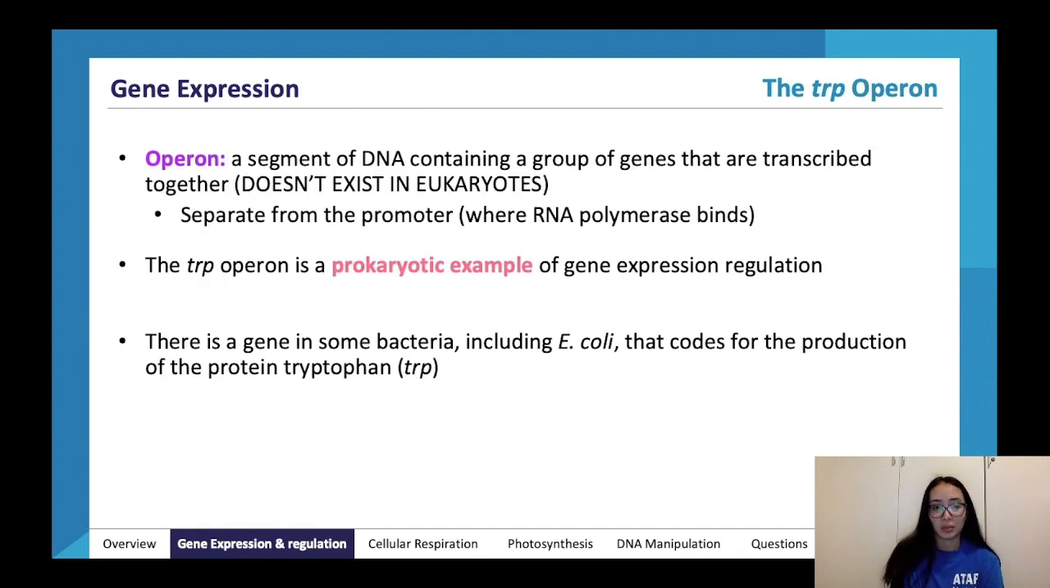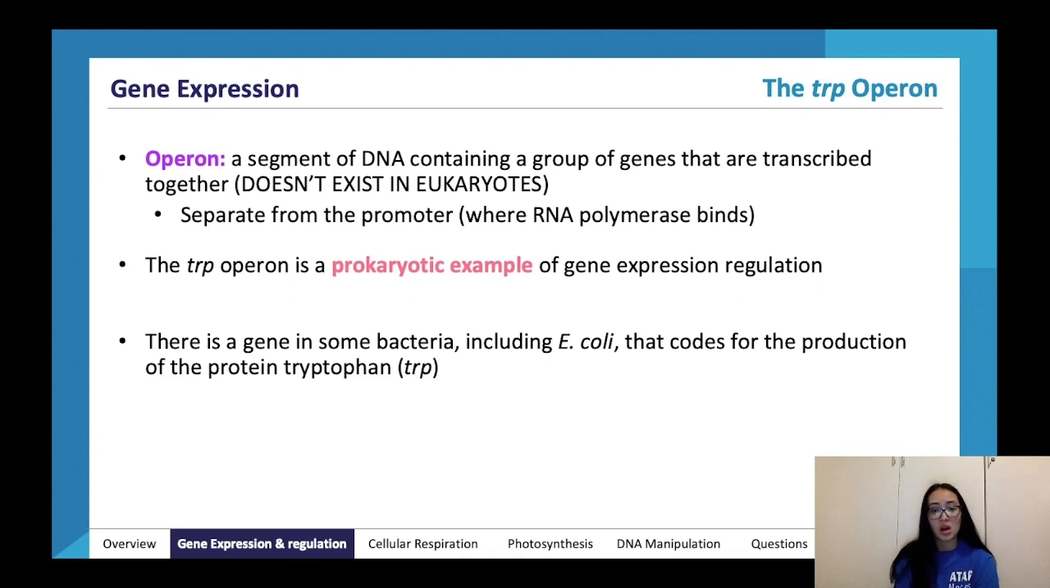Okay, what's an operon? So an operon is a segment of DNA containing a group of genes that are transcribed together. So it doesn't exist in eukaryotes. Really keep this in mind, operons only exist in prokaryotes, okay? So it's a bunch of genes which are transcribed together. They're separate from the promoter where the RNA polymerase binds. So an operon consists of a series of structural genes which are transcribed together, only in prokaryotes.